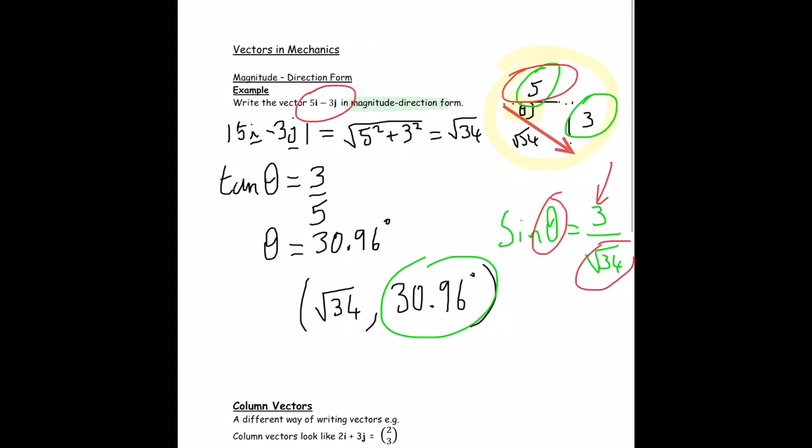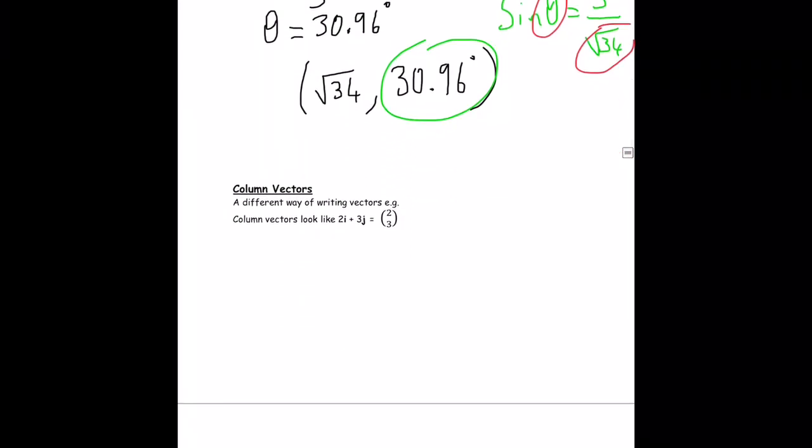But usually it is to write it in magnitude direction form, and if they ask you to reverse it, then you can. Anyway, an alternative way of writing vectors is in column form, so you may see them in columns like that. 2, 3 would just mean 2i and 3j, so something like minus 5, 3. The number on the top just represents i's, and the number on the bottom just represents the j's. They just want you to be aware of that. We don't tend to use them in WJC, but some other exam boards would. They just mean the same thing.